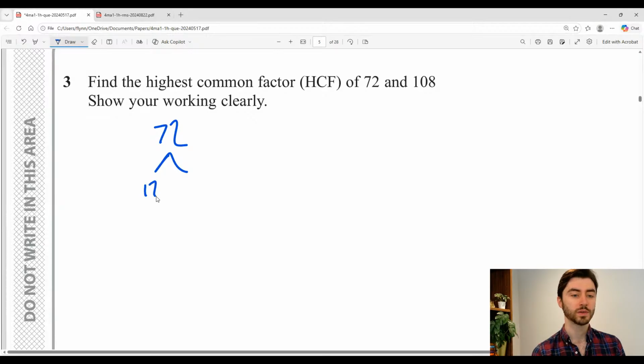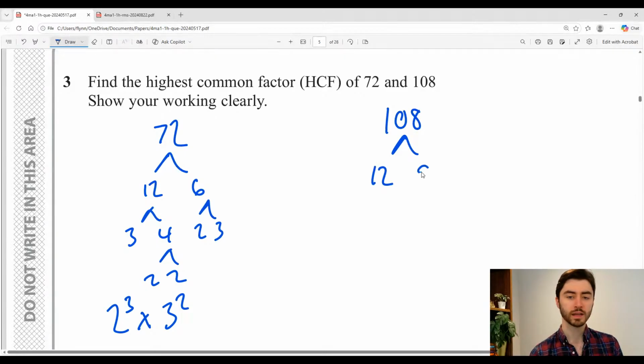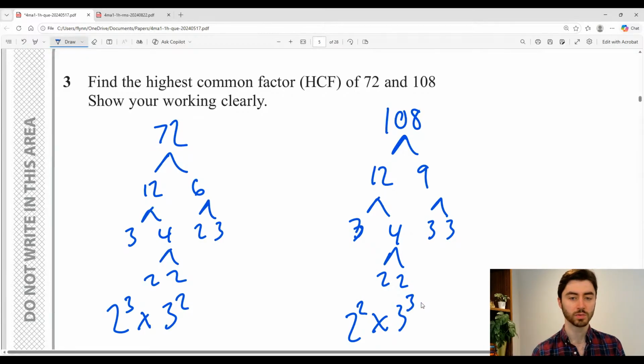So 72 I know is 12 times 6, 3 times 4, 2 and 3, 2 and 2. So 72 is 2 cubed times 3 squared. And 108 is 12 times 9, which again is 12 is 3 and 4, 9 is 3 and 3, and that 4 is 2 and 2. So that is 2 squared times 3 cubed.